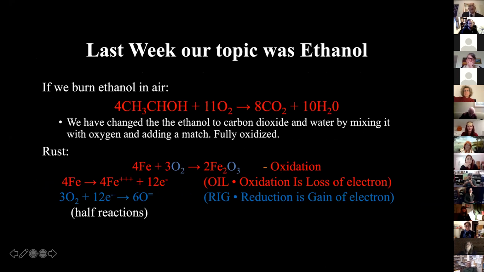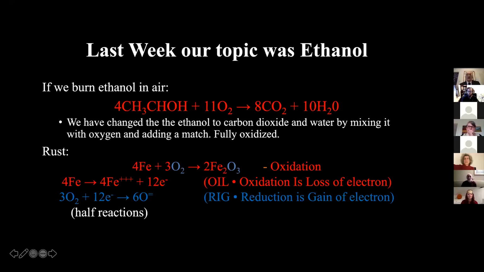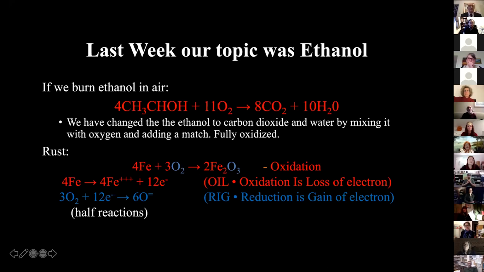Last week, our topic was ethanol. So starting with really simple oxidation reduction, if we take ethanol and light a match to it, make a flambe, we get fire, and we oxidize ethanol to carbon dioxide and water. We see the same kind of reaction with rust. 4 irons plus 3 oxygens goes to 2 Fe2O3s. And again, as Luke was saying, we have the iron going from iron 0 to iron 3 for those 12 electrons. We have 3 oxygens going from 0 to -2 with 12 electrons, so it balances out.